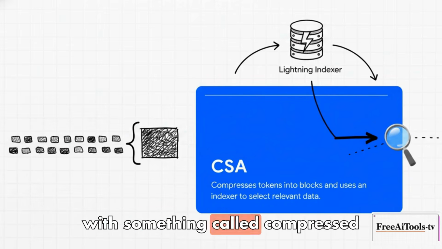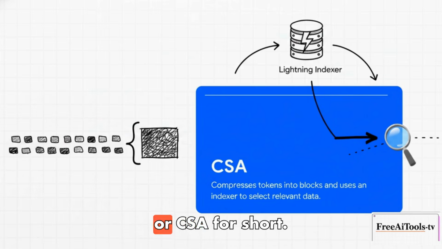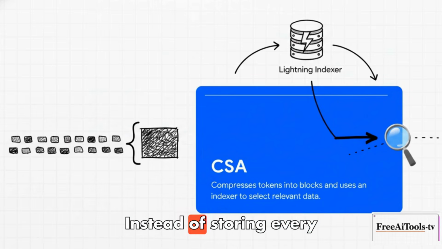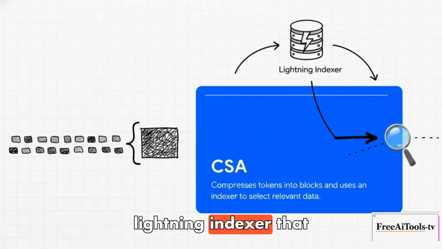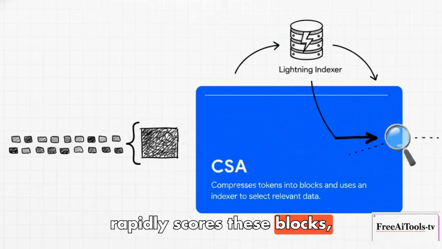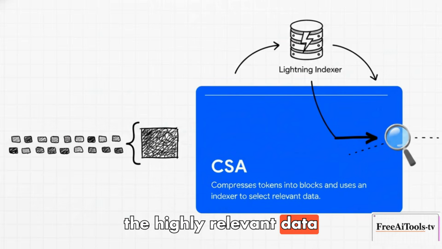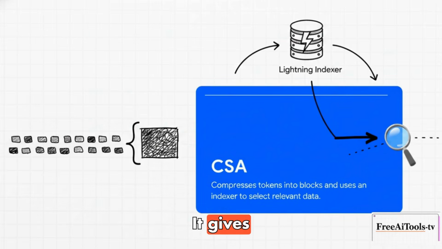DeepSeek solved this with something called compressed sparse attention, or CSA for short. Instead of storing every single word individually, it compresses groups of tokens into a single compact summary block. Then they use this built-in lightning indexer that rapidly scores these blocks, pulling out only the highly relevant data and just discarding the rest. It gives you full semantic coverage, but at a tiny, tiny fraction of the cost.